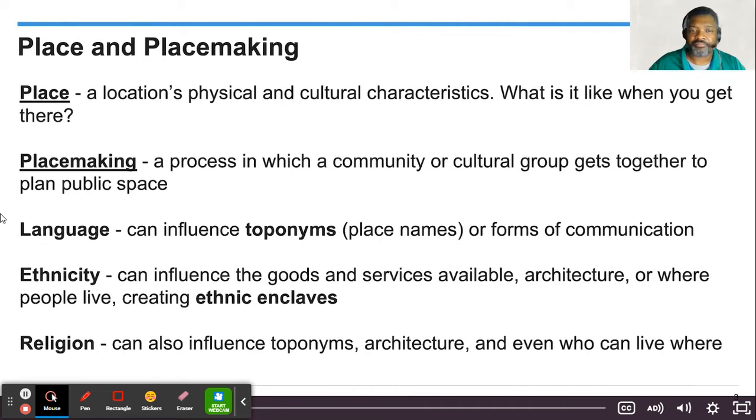Placemaking is also important. This is a process in which a community or a culture group gets together and plans out their public space. Language can influence things such as toponyms or place names, and also forms of communication.